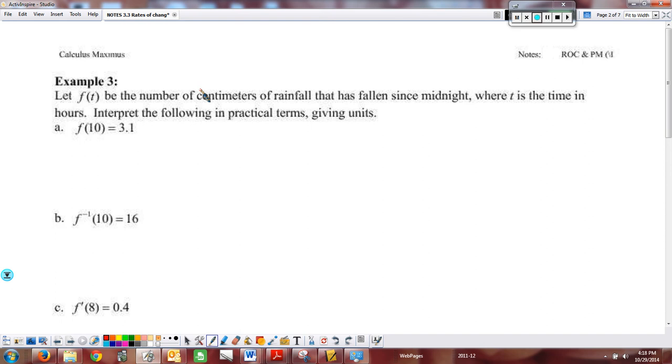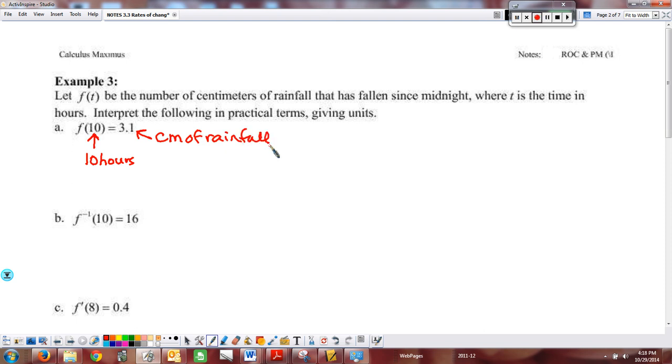All right, so I'll start with the units of each. So the 10 here, okay, F of T, time in hours, so T is referring to 10 hours there, and our 3.1, that's your output, is going to refer to your centimeters of rainfall.